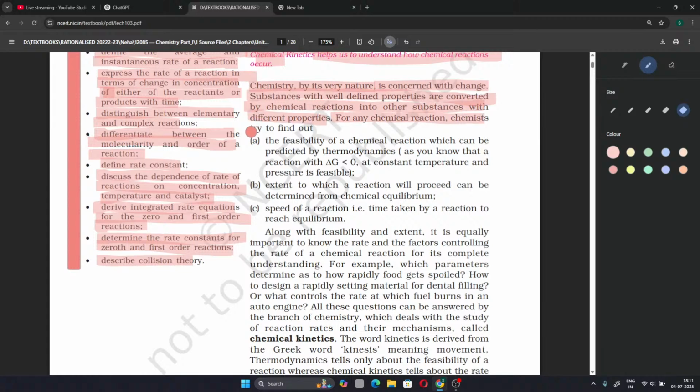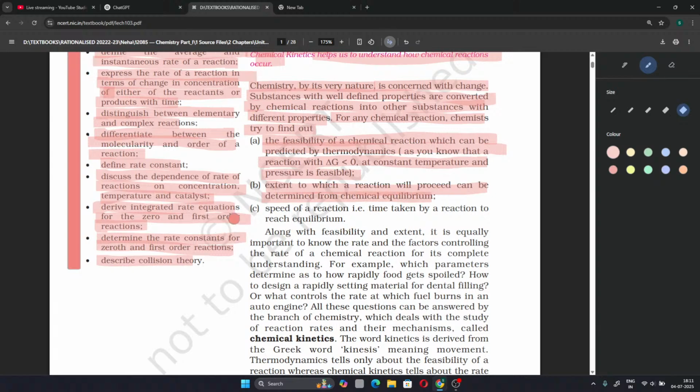For any chemical reaction, chemists try to find out the feasibility of the reaction, which can be predicted by thermodynamics. As you know, a reaction with a change in Gibbs energy less than 0 at constant temperature and pressure is feasible. The extent to which a reaction will proceed can be determined from chemical equilibrium.